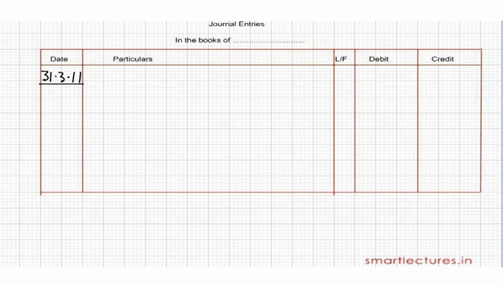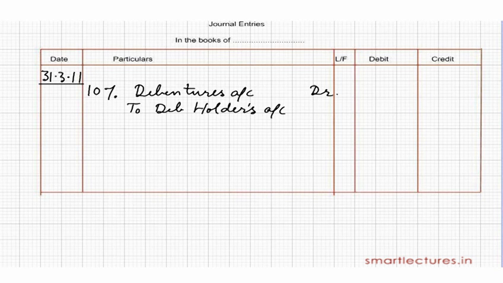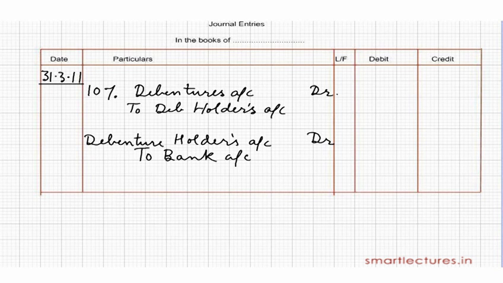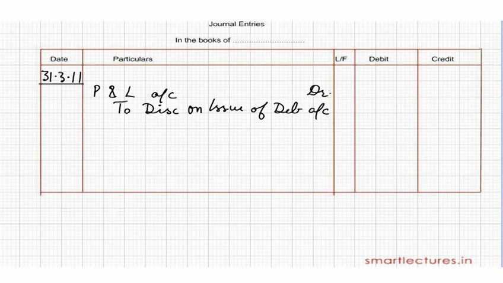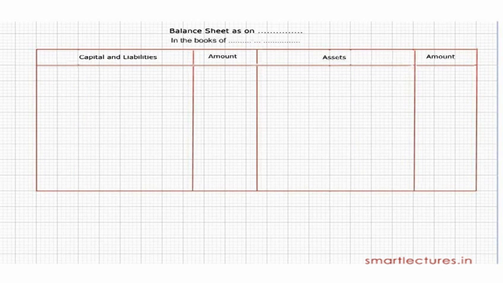Now 31st March 2011. Today we have to do two things. Number one, we have to redeem 3,000 debentures, and number two, we have to write off the discount account. So the journal entry will be 10% debentures account debit to debenture holder, and debenture holder account debit to bank account. The amount will be 3,000 into 10, 30,000. And profit and loss account debit to discount on issue of debentures account, 4,500 rupees. And in the balance sheet, what will be the position of debentures? On the liability side, 10% debentures, 6,000 rupees. And on the asset side, discount on issue of debentures will be 4,500.